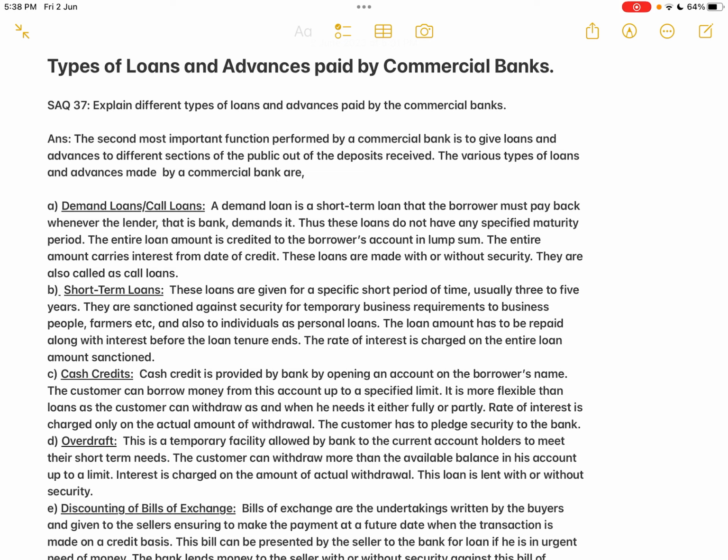The next, D, overdraft. This is a temporary facility allowed by the bank to current account holders to meet their short term needs. The customer can withdraw more than the available balance in his account up to a certain limit. Interest is charged on the amount of actual withdrawal. This loan is lent with or without security.